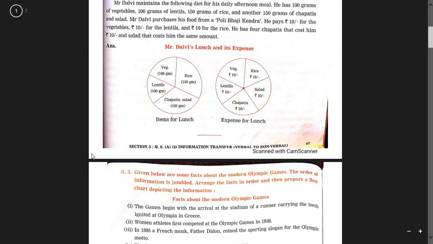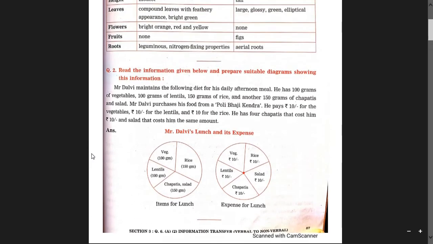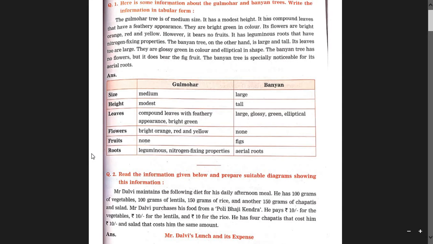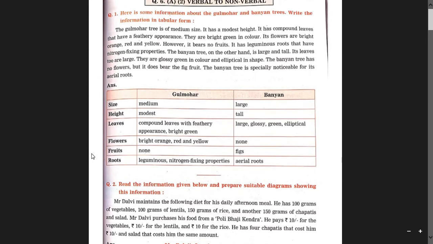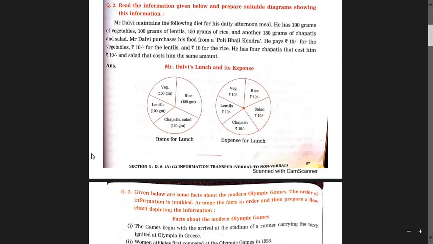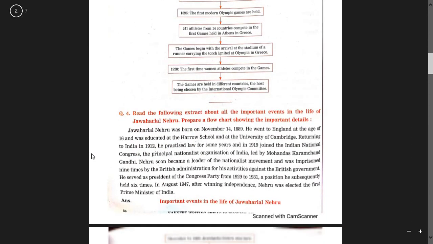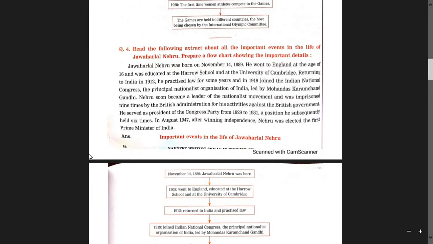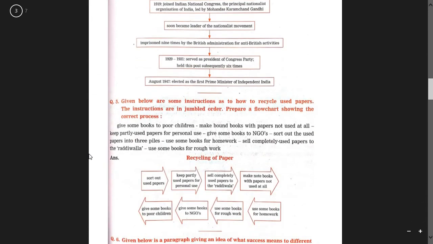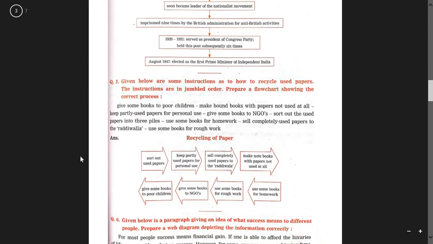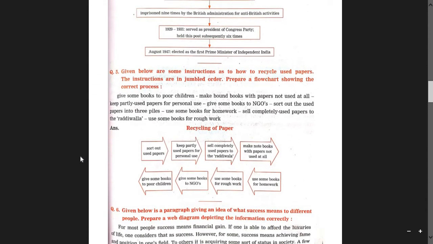Here, Mr. Darvi's lunch and its expenses, we have discussed about it. And here the title is not given, but it is only Gulmohar and Banyan because it is a tabular form. Okay, now let us move on to the same question. So I'm just scrolling it down. Okay, so we were discussing recycling of paper.